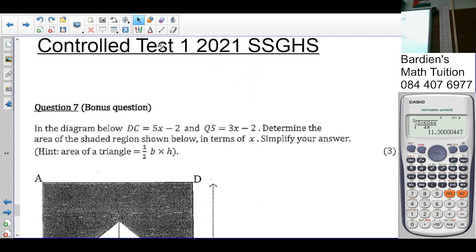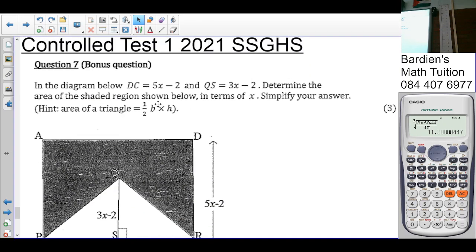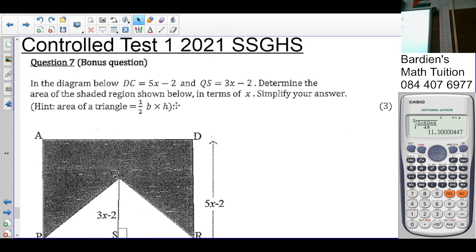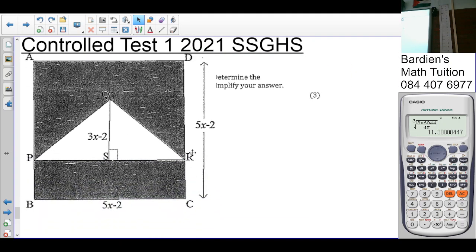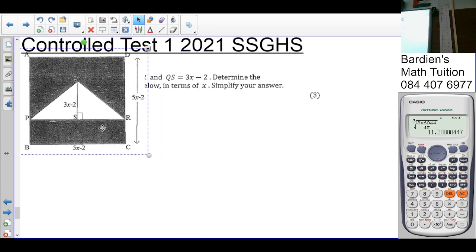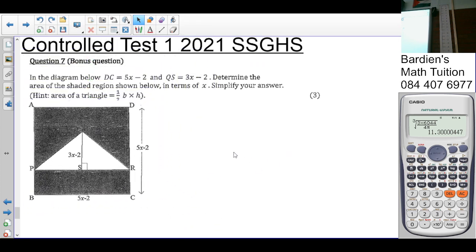The last question, the bonus question here. We are told in the diagram below, let's make it smaller, in the diagram into focus here, DC is equal to 5x minus 2, which is this length here. Okay? QS, this is your Q here, QS is going to be 3x minus 2.